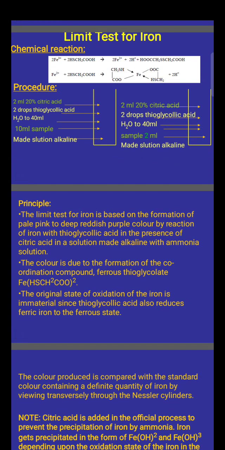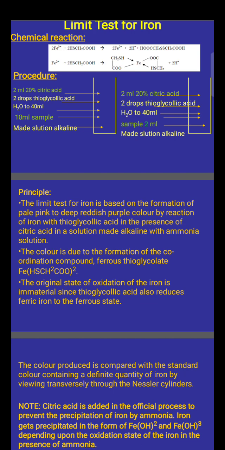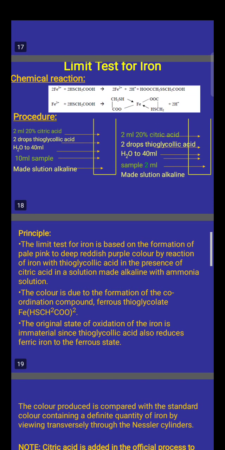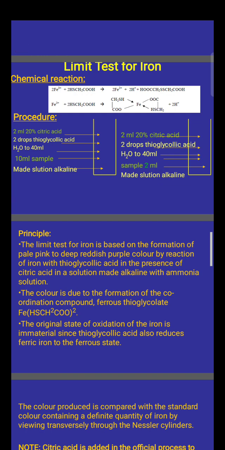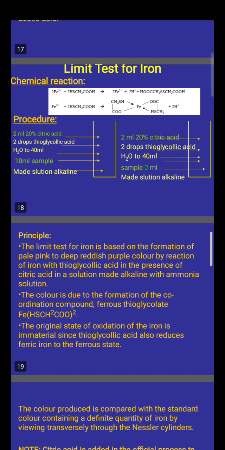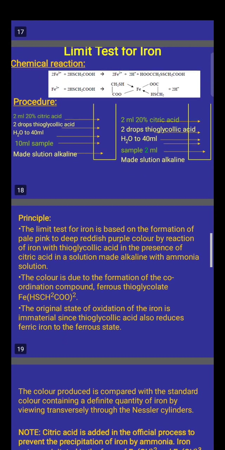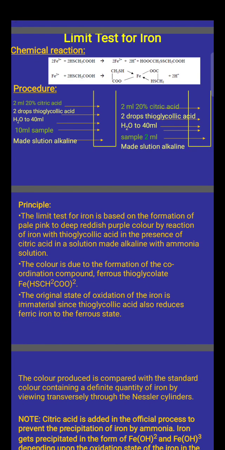In the limit test of iron, the limit test of heavy metal, and the limit test of lead there is also use of Nessler cylinder. What is special is the limit test of arsenic, that we will see in the next lecture. It uses a special apparatus, a gadget apparatus is required for the limit test of arsenic. So that is the speciality of the arsenic limit test, why it is required and why not Nessler cylinder, that part we will see in the next lecture. So, coming to our point, that is the limit test for iron.